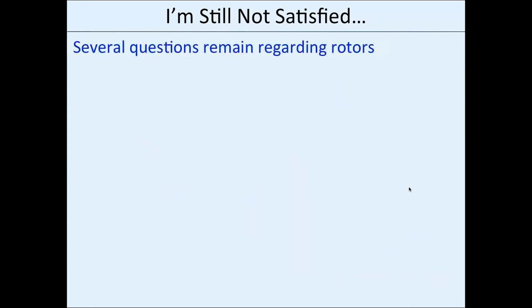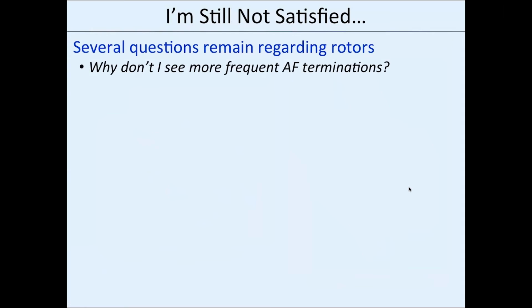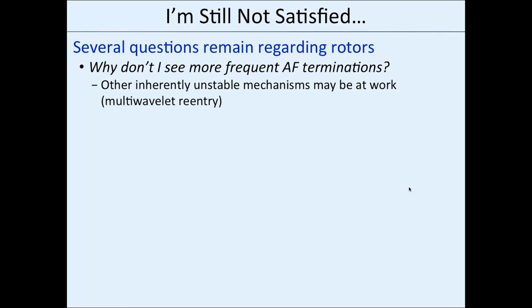Now, there's still some questions about these rotors here. Why don't I see a more termination of atrial fibrillation? If the rotor is actually what's keeping the fibrillation going and we eliminate it with ablation, why doesn't it terminate? Well, there might be some other mechanisms such as multi-wavelet reentry.